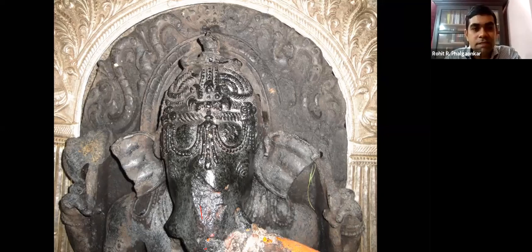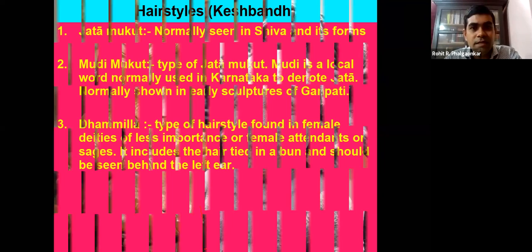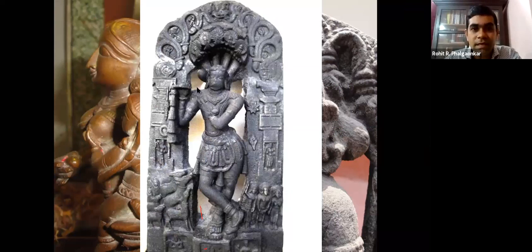Then you have another very interesting hairstyle, which is called dhammila. Normally this was used by the attendants or deities who have less importance. So here you can see the dhammila style, where there is a bun-like thing jutting out from the head, and there is a pin inserted to keep the hair in place. There is one more here. I've shown you this sculpture of Gopinath or Krishna. You can see his hairstyle. He is also wearing that dhammila kind of hair. The bun you can see here on the right hand side.